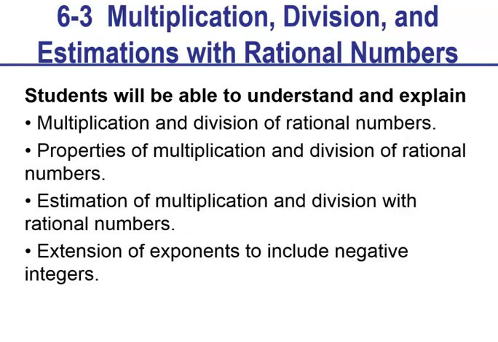This time we're going to discuss section 6-3, which covers multiplication, division, and estimations with rational numbers. Students will be able to understand and explain multiplication and division of rational numbers, properties of multiplication and division of rational numbers. We're going to talk about estimation of multiplication and division with rational numbers and extension of exponents to include negative integers. And that last part, dealing with exponents, there's a lot of that in the homework, and I think you might find that the most challenging part of this section.